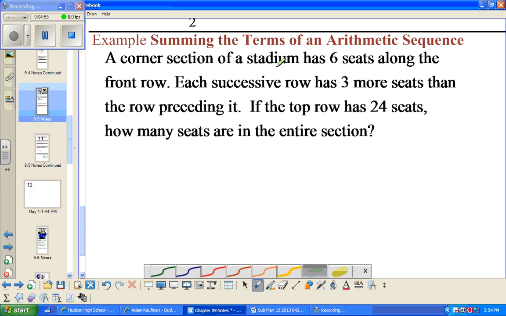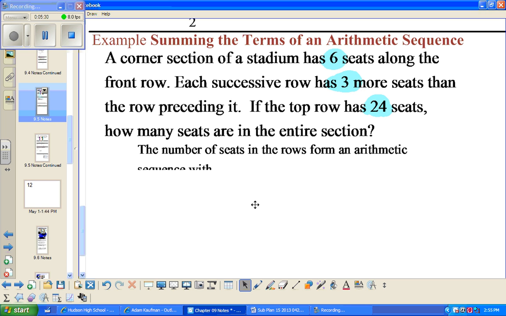You know that the first term would be 6. That's how many seats are in the first row. The last term would be 24. That's how many are in the last row. Each successive row has 3 more seats than the row preceding it, so that's going to be your common difference. Now, I'm not looking for you to write out 6 plus 9 plus 12 plus and so on up to 24 and add them up. I'm looking for you to write out a shortcut or a formula.